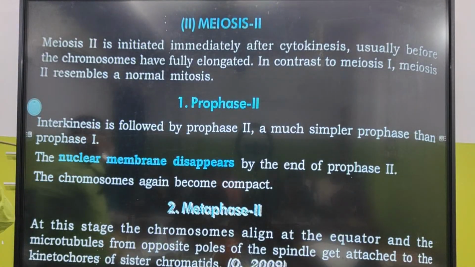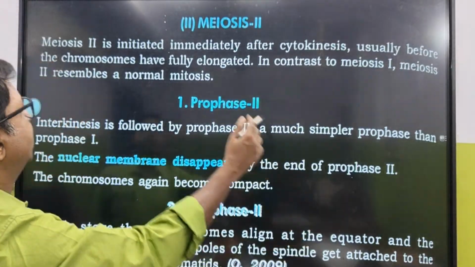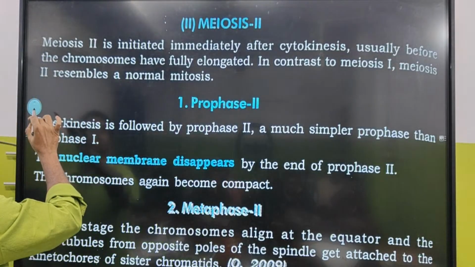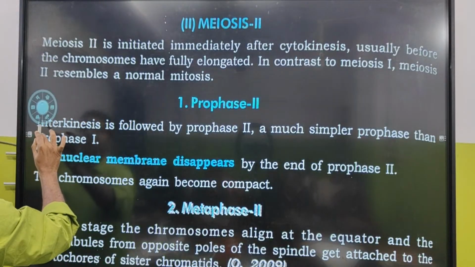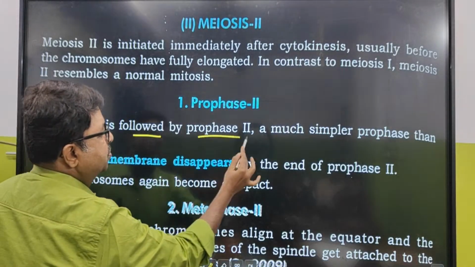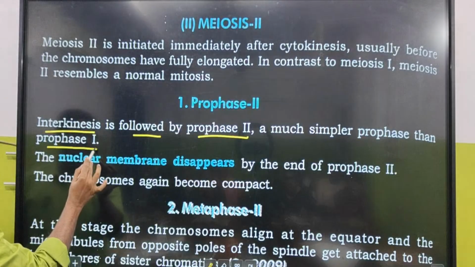Now meiosis II. Meiosis II is initiated immediately after cytokinesis, usually before the chromosomes have been fully elongated. In contrast to meiosis I, meiosis II resembles a normal mitosis. Right? What will happen in prophase 2? Interkinesis followed by prophase 2, a much simpler prophase than prophase 1.